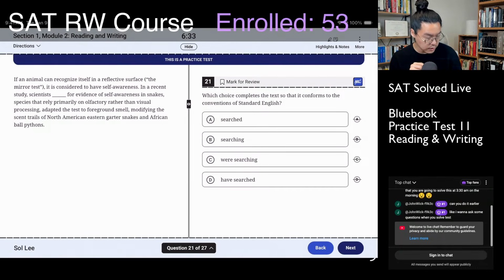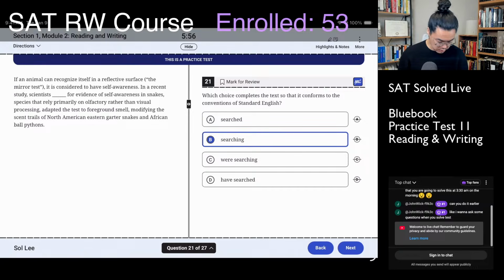21. If an animal can recognize itself. By the way, if you guys are here, you can say hi in chat. If an animal can recognize itself in a reflective surface, self-awareness, yes, like elephants. In a recent study, scientists searching for evidence of self-awareness in species adapted the test to foreground smell. Okay, sure. Searching, because the verb is adapted.